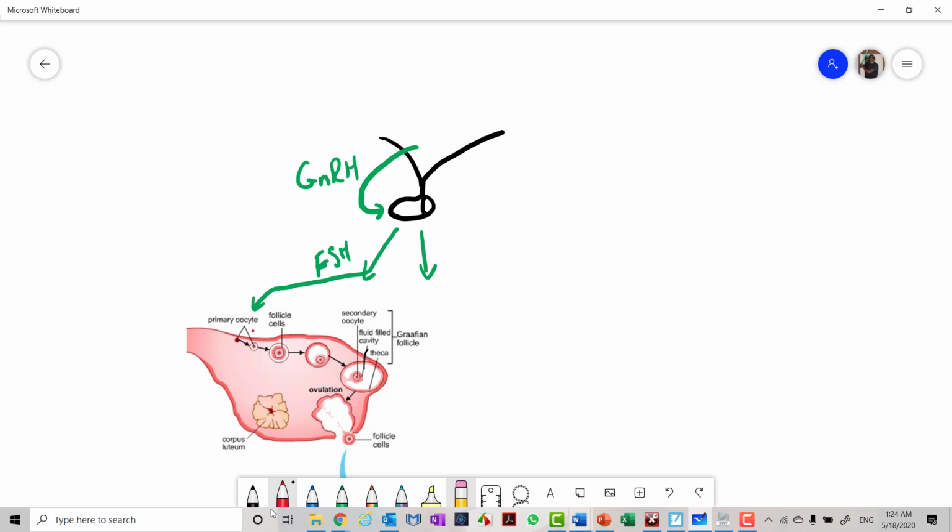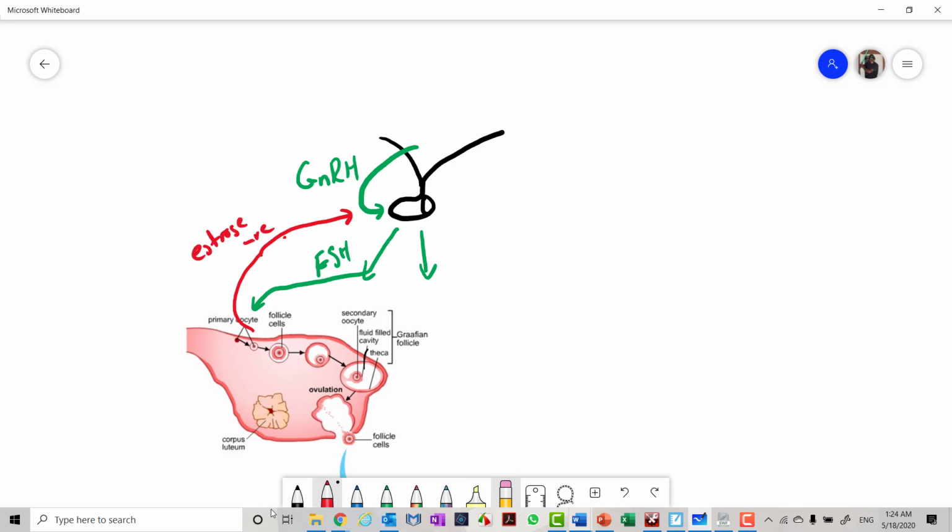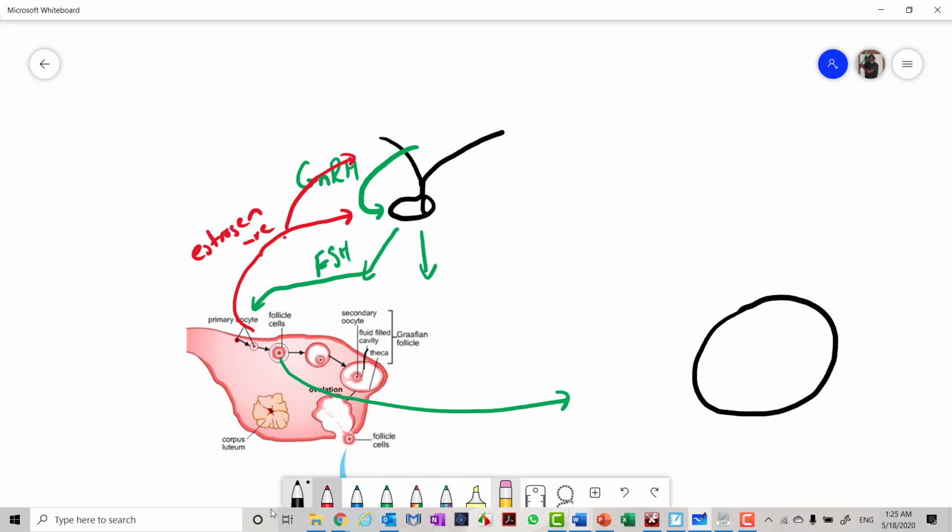Right? So this little tiny thing is going to release a little bit of estrogen, and the estrogen is going to negatively inhibit the anterior pituitary and negatively inhibit up here. The estrogen is also going to stimulate the uterus and cause the inside of the uterus to start building up blood vessels. Okay, so that's what the estrogen is doing.